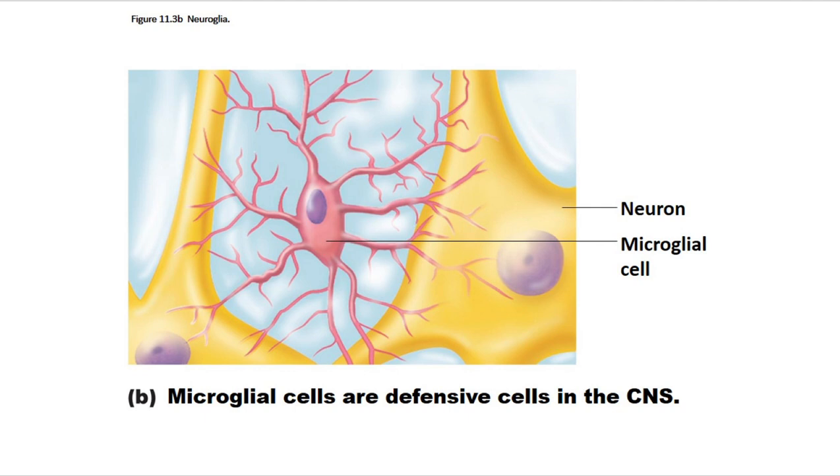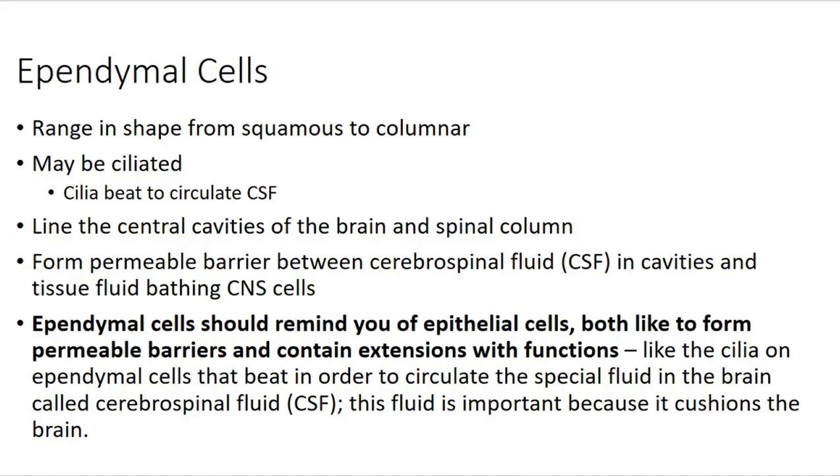So here's our microglial cell. You can see it's just monitoring nearby neurons, and if they were to break down or send out certain signals, it would migrate closer to them and start to break them down via phagocytosis.